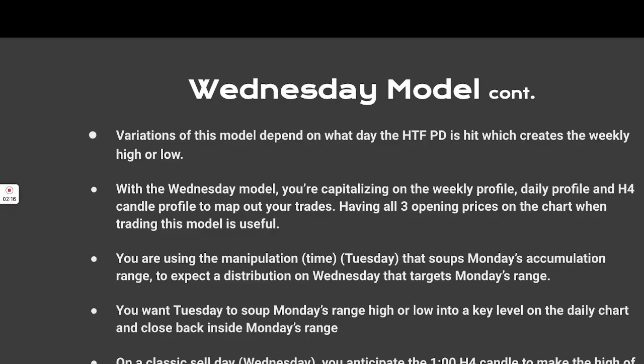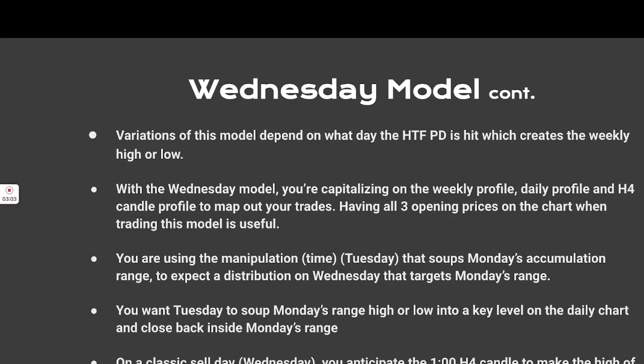Variations of this model depend on what day the higher time frame PD array is hit, which creates the weekly high or low. With the Wednesday model, you are capitalizing on the weekly profile, daily profile, and 4-hour candle to basically map out your trades. Having all three opening prices drawn out on your chart will be useful when trading this model. It is not necessary to draw out all the opens, however, it sure will be useful.